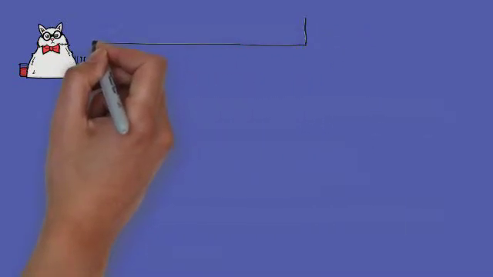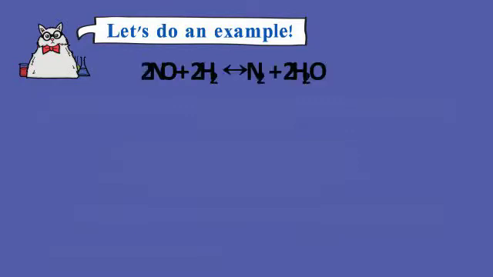All right, we are going to just do an example this time. Here's our little science cat, and he is going to say, let's do an example. That's what we're going to do. Here is the equation: 2NO plus 2H2 in equilibrium yields N2 plus 2H2O. Assume that they are all gases.